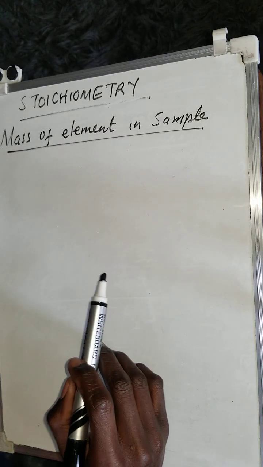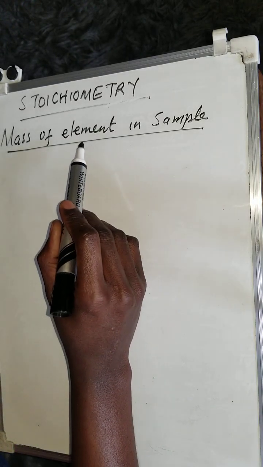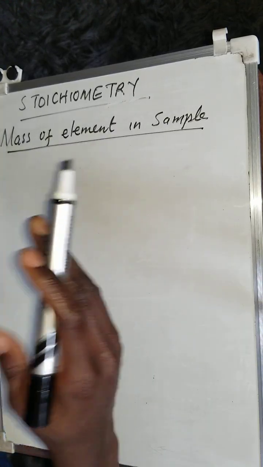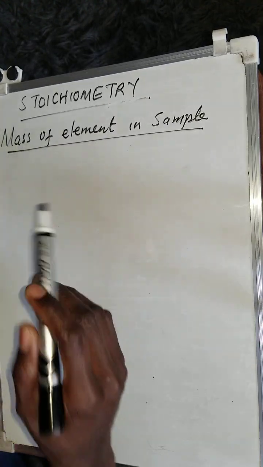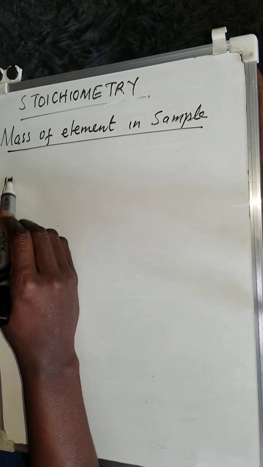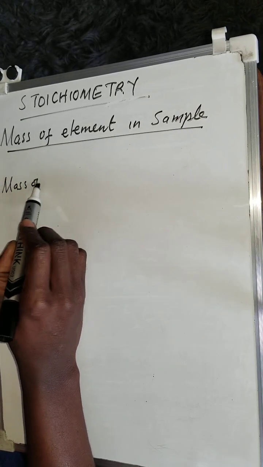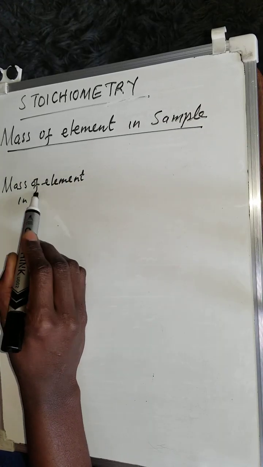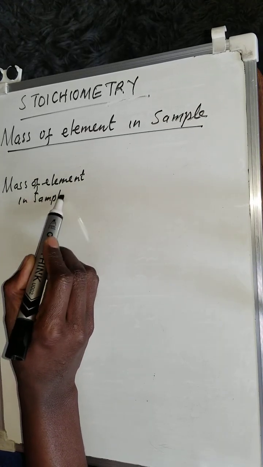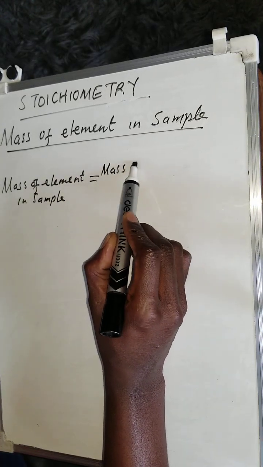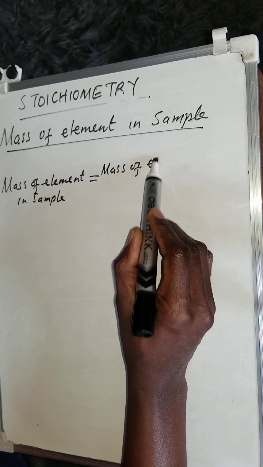So in this discussion, we are looking at how to find the mass of an element in a given sample. So you have been given a sample and they want you to find the mass of a particular element in a given sample. So the formula that you can apply: we are talking about mass of element in sample.